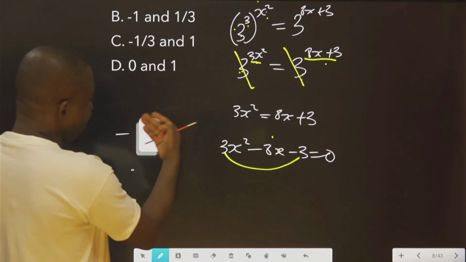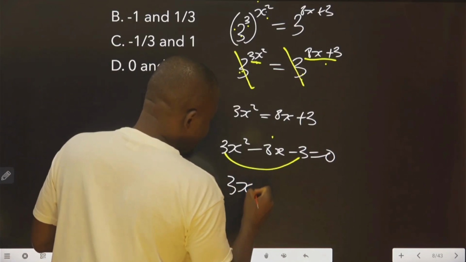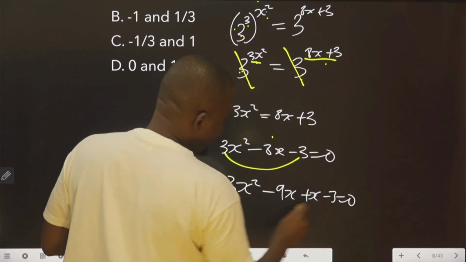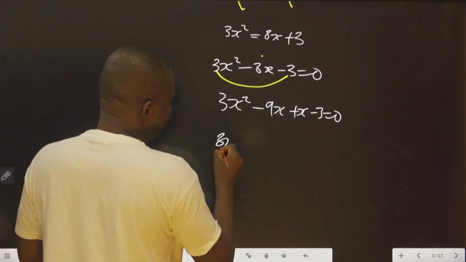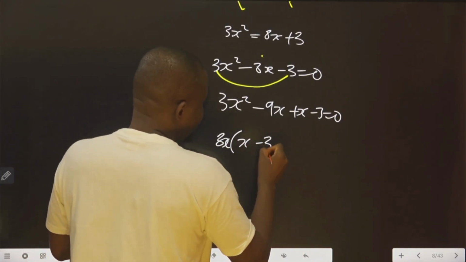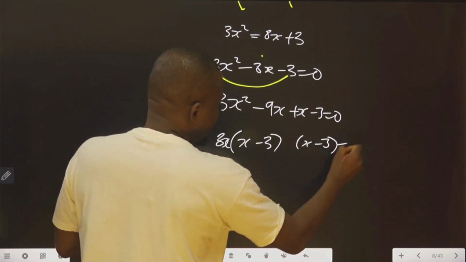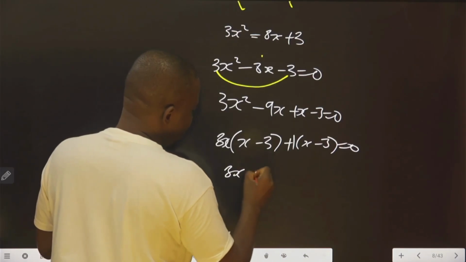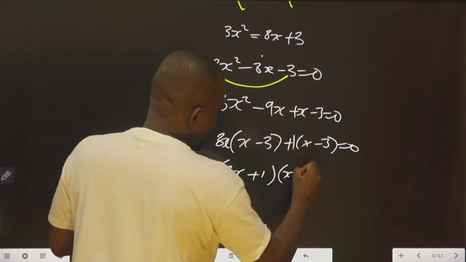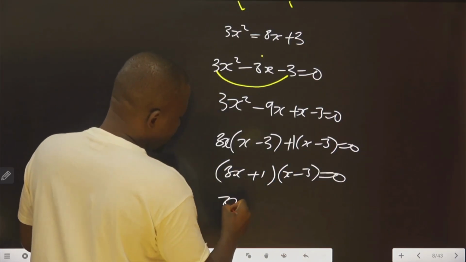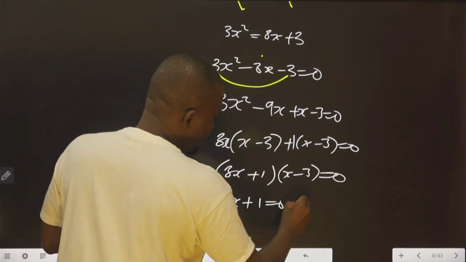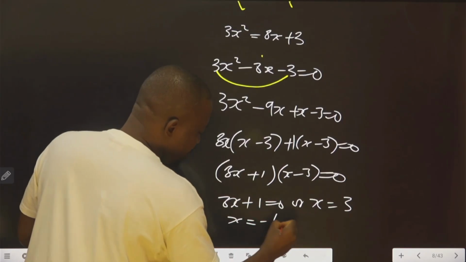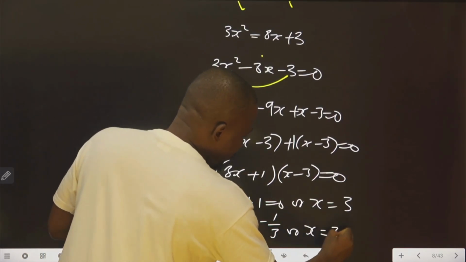Quadratic equation. Okay? So now we have 3x raised to the power 2 minus 9x plus x minus 3 equals to 0. Then we solve: 3x plus 1, x minus 3 equals to 0. So 3x plus 1 equals to 0, or x equals to 3. This is x equals to minus 1 over 3, or x equals to 3.